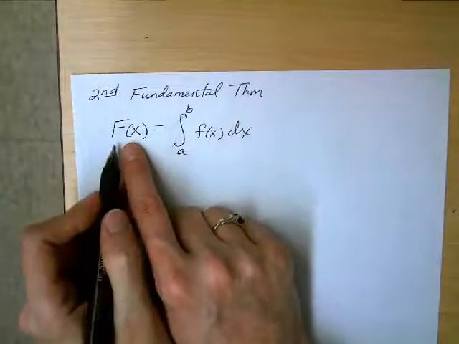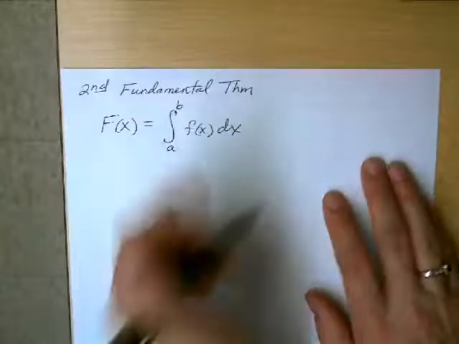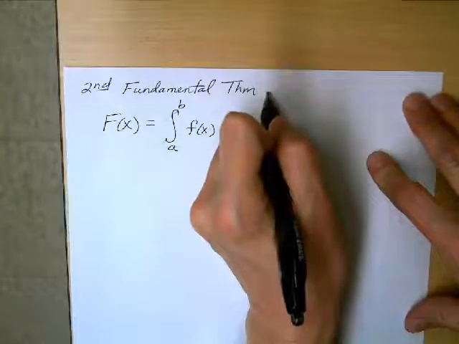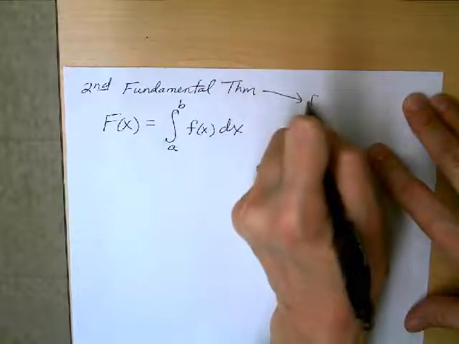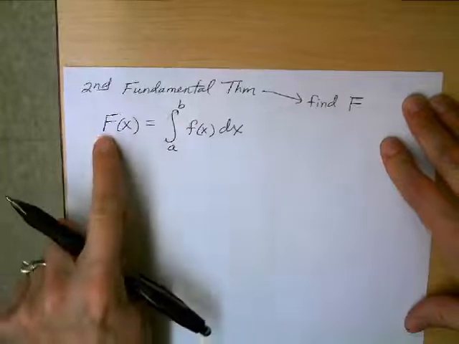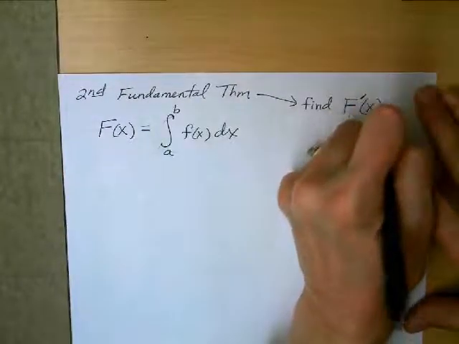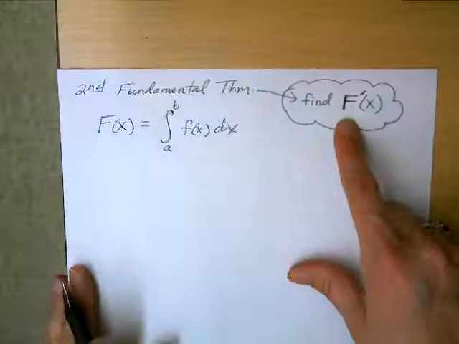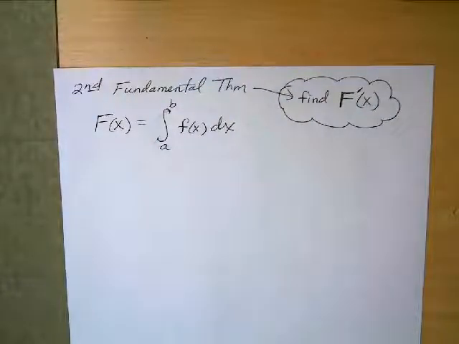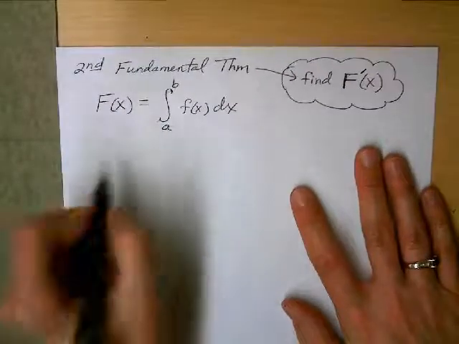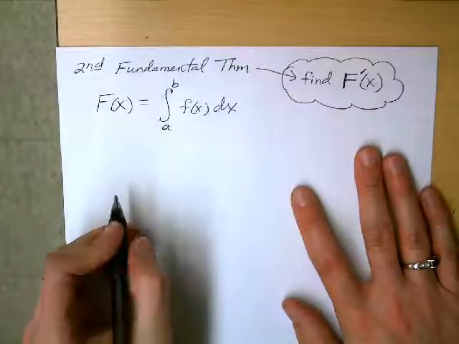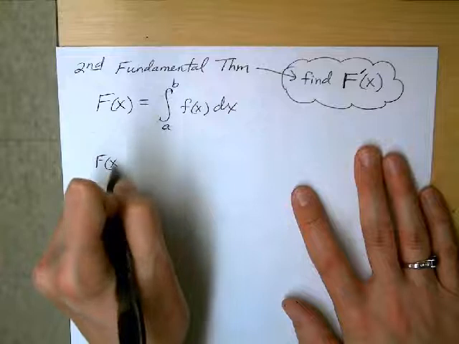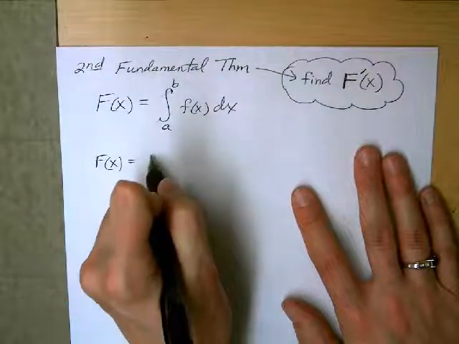So the second fundamental theorem, what this theorem does is it helps you find capital F prime of x. Now, I don't want to just reveal the answer yet. There is like a shortcut to this, but I want to show you the long way first. So let's say we were integrating some kind of function. Okay, so we're trying to find the original function again. And let's say we're integrating something from -2 to x.